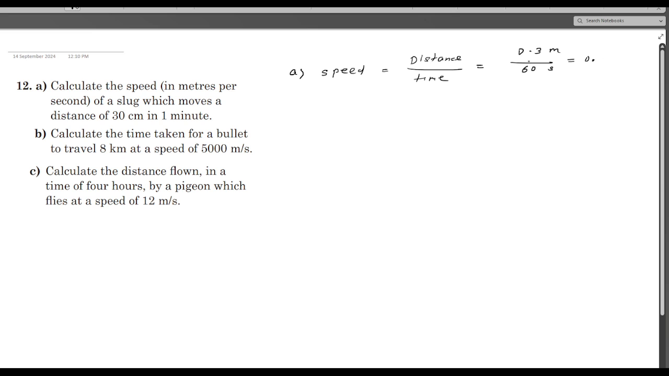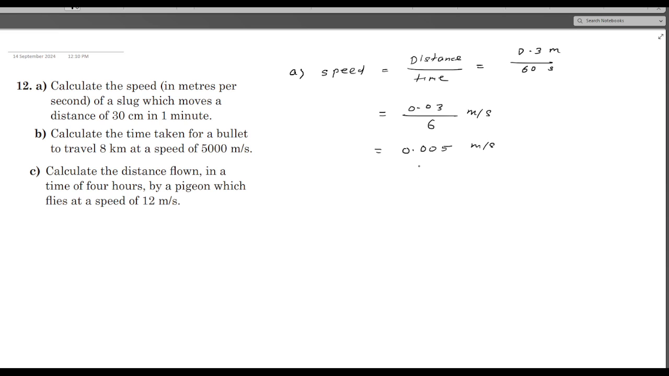If you are doing it manually, then better you write this as 0.03 divided by 6 meter per second, which equals 0.0, then 3 you cannot divide, so you will take one more 0, 36 5, so 0.005 meter per second. Okay, so the speed here in meter per second is 0.005.